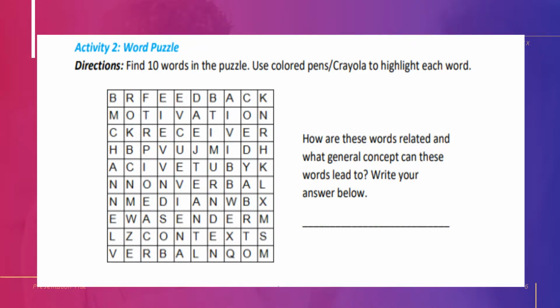If you had fun doing your activity 1, you now have another fun activity to do in activity number 2. This is a word puzzle. Now you're asked to find 10 words in the puzzle. If you have your manual or your module with you, go ahead, use colored pens or Crayola to highlight each word. And if you don't have it, you can simply write the words down. Alright, let the fun begin!